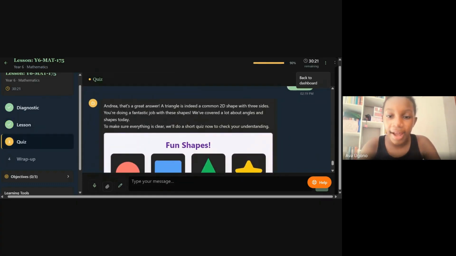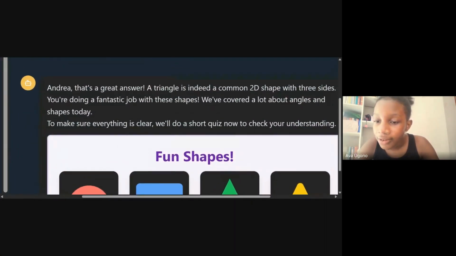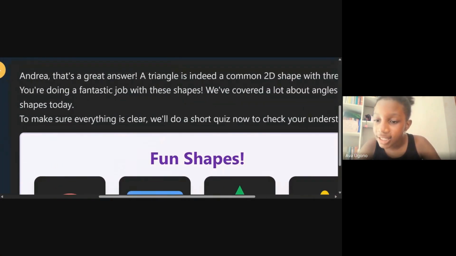Andrea, that's a great answer. A triangle is indeed a common 3D shape with three sides. You're doing a fantastic job with these shapes. We've covered a lot about angles and shapes today. To make sure everything is clear, we will do a short quiz to check your understanding.